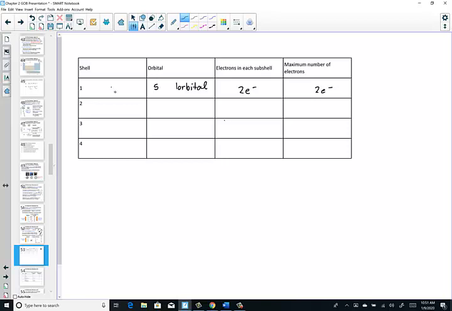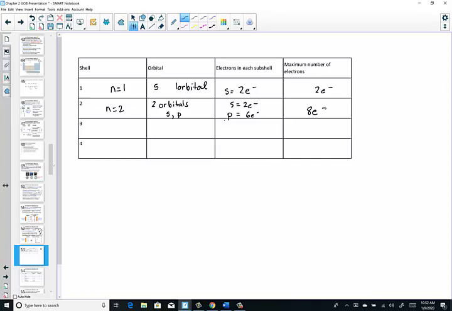If n equals 2, we have 2 different types of orbitals. We have an S-shaped cloud and a P-shaped cloud. S's can hold 2 electrons. The P-shaped clouds, which have 3 different spatial orientations, can hold up to 6 electrons. Remember, we had a PX, a PY, a PZ, and that gives me a total of 8 electrons in the second energy level. 2 in the S, 6 more in the P.